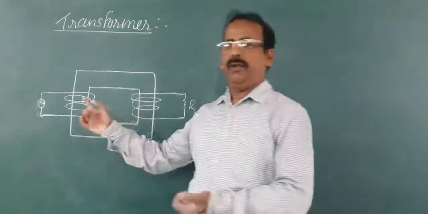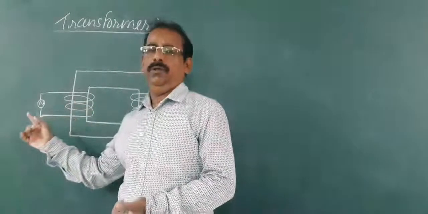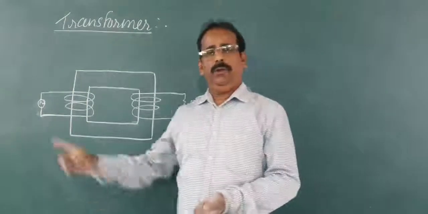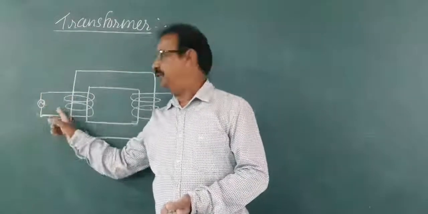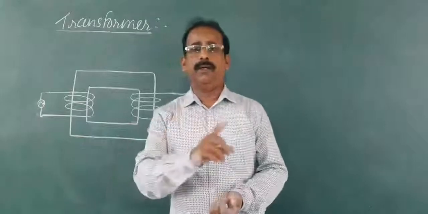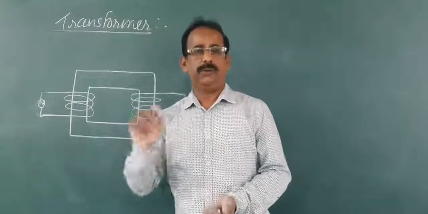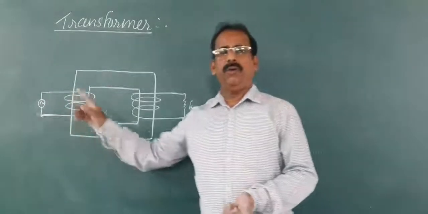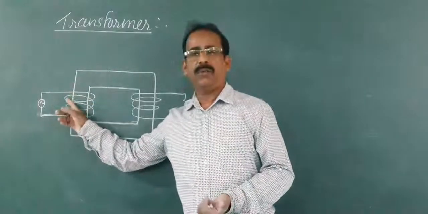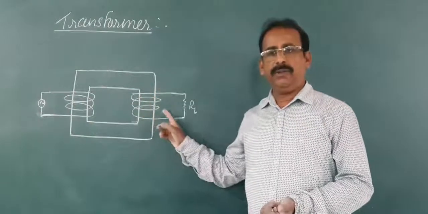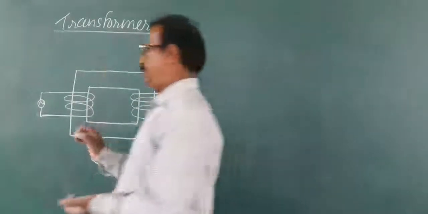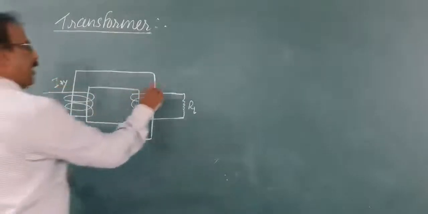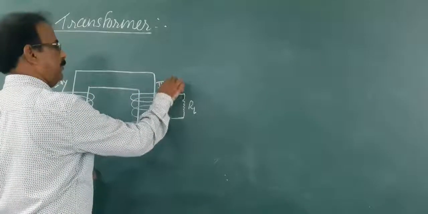We are passing current through this coil. We are changing the current passing through this coil. AC current is allowed to pass through this coil. AC current is that current whose value changes with respect to time. This coil will be the primary coil of the transformer, and this coil will be the secondary coil of the transformer.